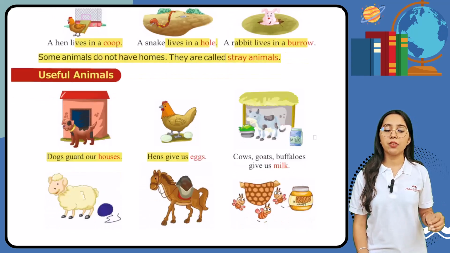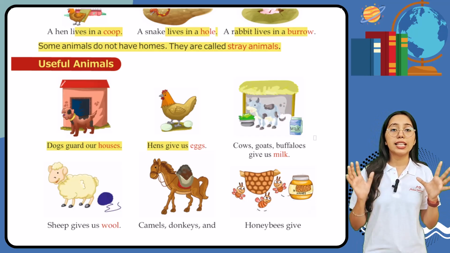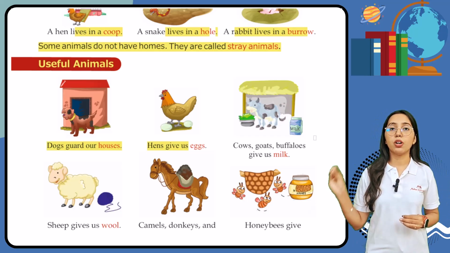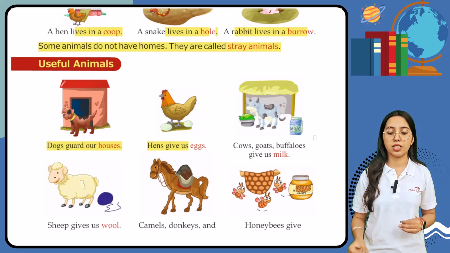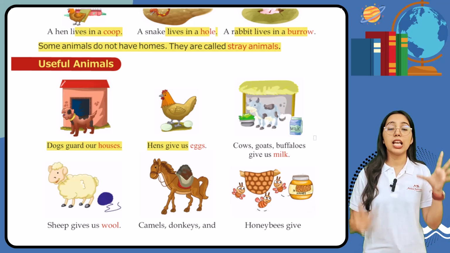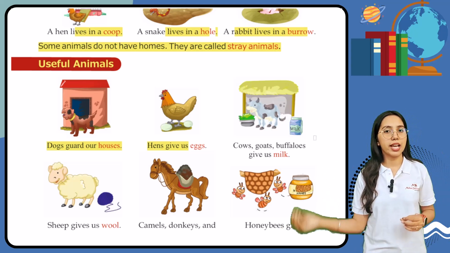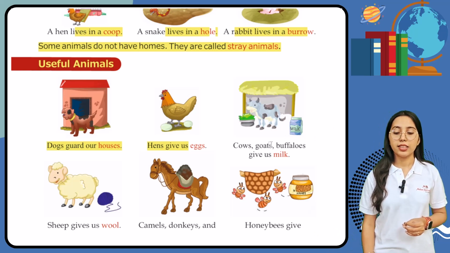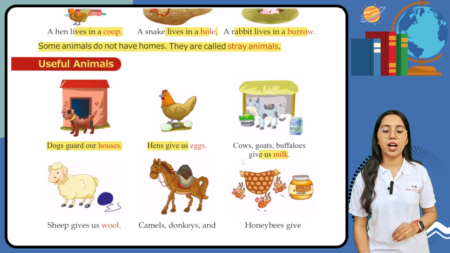Now next we have useful animals. So dog guard our houses, right? So we keep dog as pet animal because dog gives protection to us. Dog guard our houses. Then we have hen. Then we also keep hens as our farm animal. But why? Because hen is providing us with eggs. Then we have cows, goat, buffaloes, and all these farm animals, they give us milk.